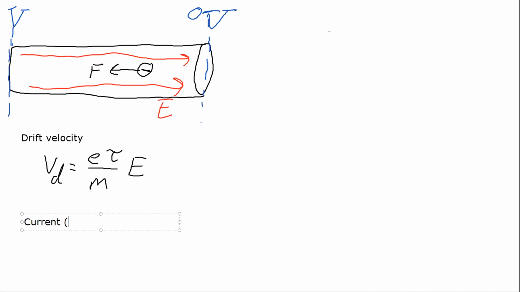So current, which is in units of amps. Okay, let me define current here. We define current I as how much charge is flowing through your wire per second, or over time.